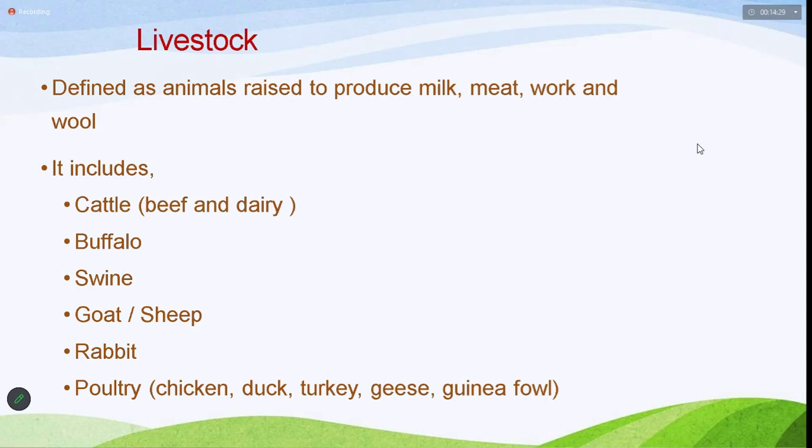Under poultry, you can remember what we discussed, okay? Chicken, duck, turkeys, geese, and guinea fowl, like things, okay? Normally livestock takes all these parts, but to make the study easier, we are taking it as two parts. We are taking poultry as a separate part, okay? So today we are going to discuss basically cattle-based products and then buffalo, swine, goat, and rabbit.